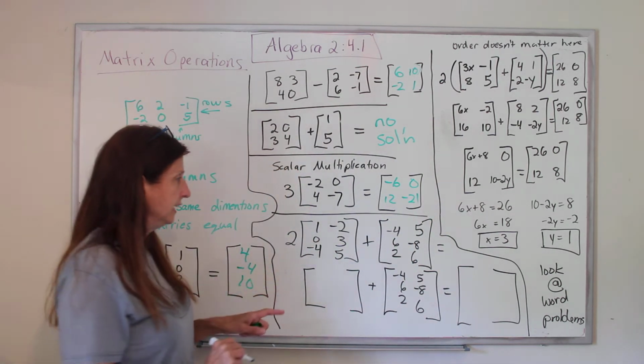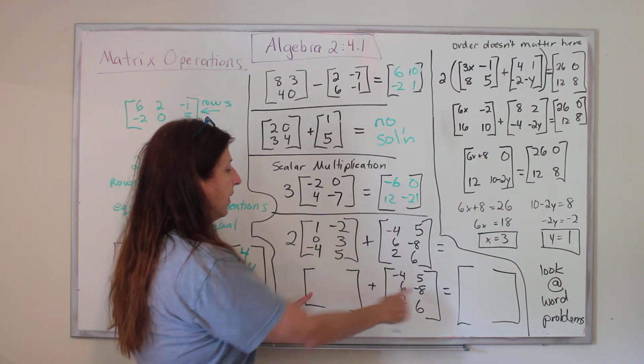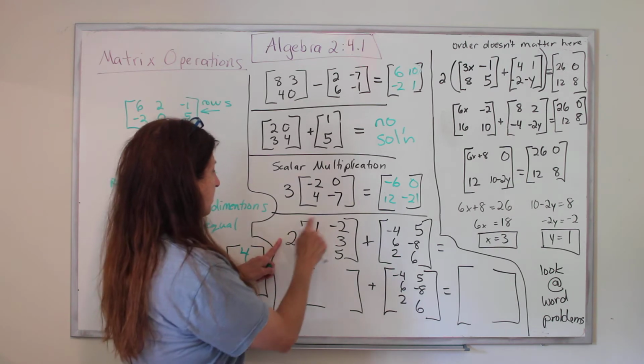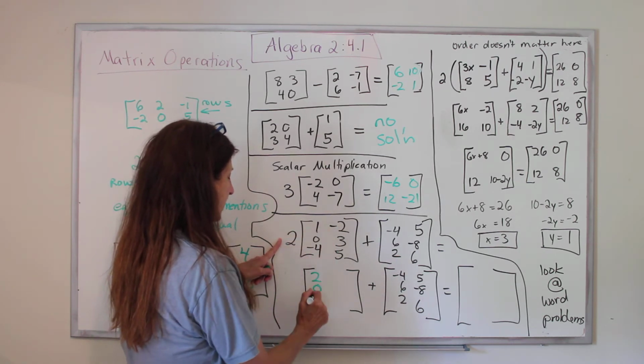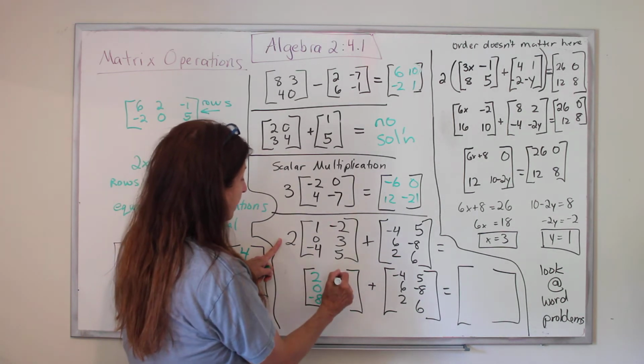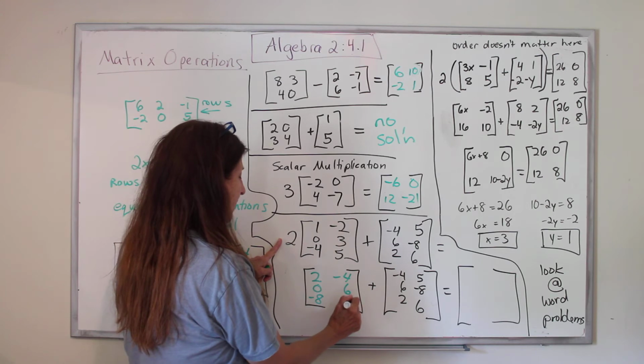It looks fancy. I'm going to first multiply 2 times this box, then I'm going to add them together. So 2 times 1 is 2. 2 times 0 is 0. 2 times negative 4 is negative 8. 2 times negative 2 is negative 4. 2 times 3 is 6. And 2 times 5 is 10.